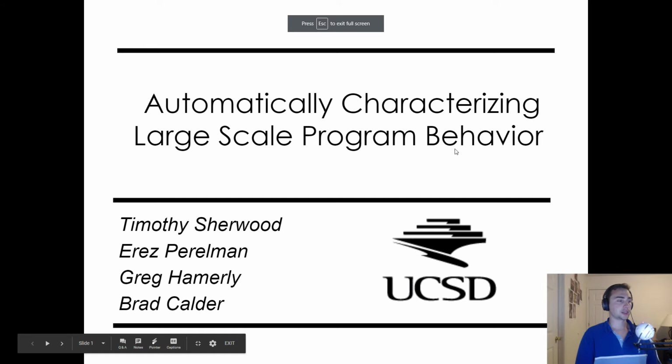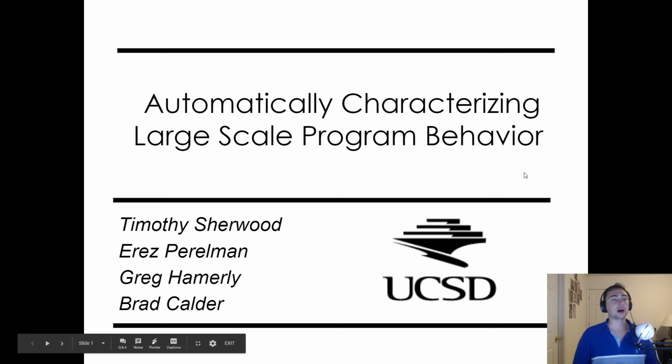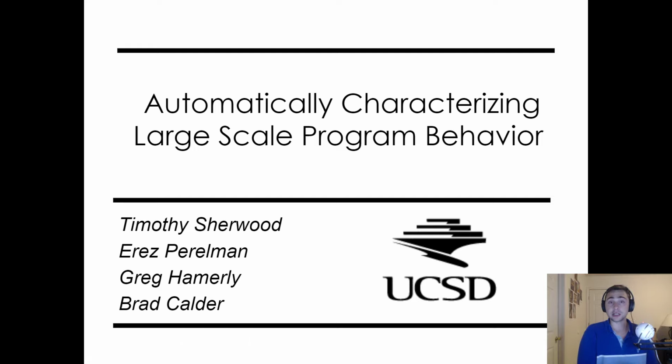All right. So this is by Tim Sherwood and his advisor, Brad Calder, as well as Russ Perlman and Greg Hammerly. This is part of a line of work that started out with a technical report that talked about the fine-grained and temporal behavior of programs. After that, they brought up the idea of basic block vectors, a way of picking out the important temporal parts of programs. And then in this work, they talked about how to automatically characterize this large-scale program behavior, and basically finding where these key points and unique points of execution are.